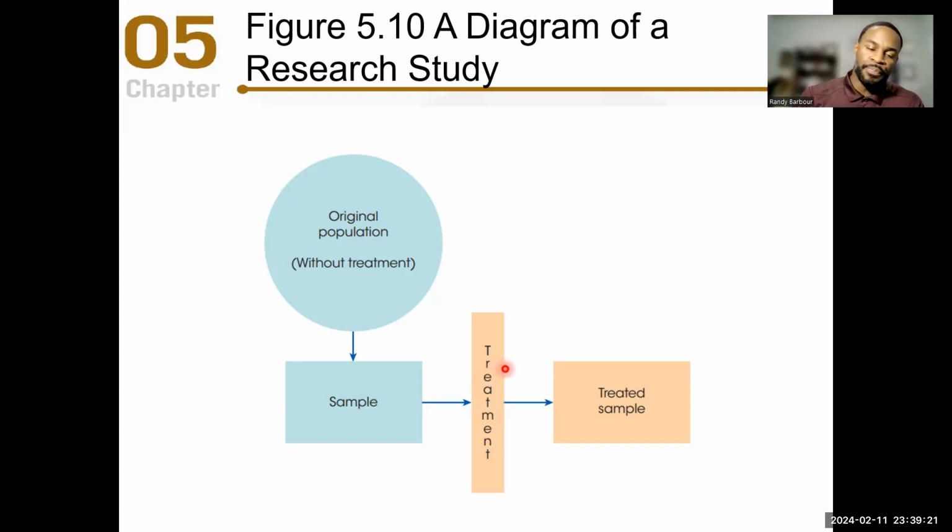I then measure the treated sample and I measure the original population and their depression scores. And I want to see if the treated sample is any different than the original population. Did that psychotherapy, did that medication, did it help with depression or not? And I want to be able to see what those differences are between those populations. That's one of the major things that we're going to be doing in this class, right?